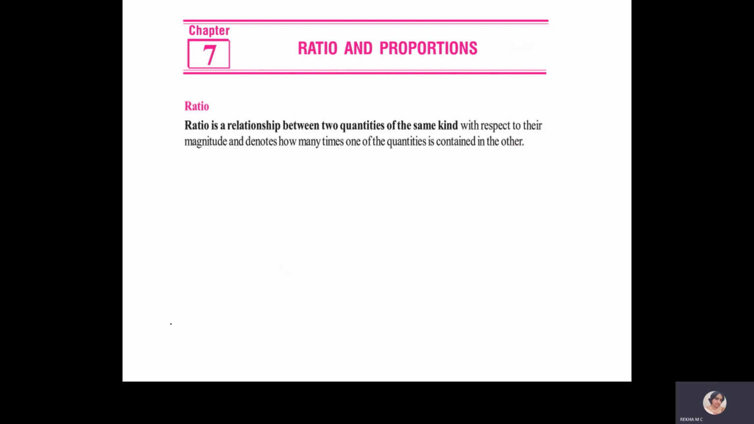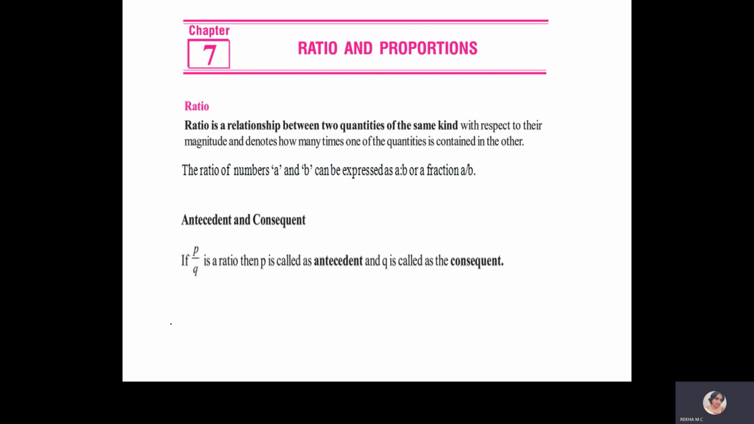Ratio is a relationship between two quantities of the same kind with respect to their magnitude and denotes how many times one of the quantities is contained in the other. The ratio of numbers a and b can be expressed as a is to b or a fraction a by b. Antecedent and consequent. If p by q is a ratio, then p is called the antecedent and q is known as the consequent.